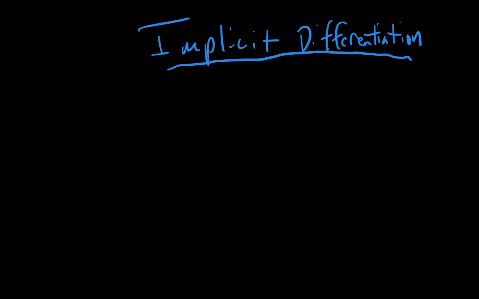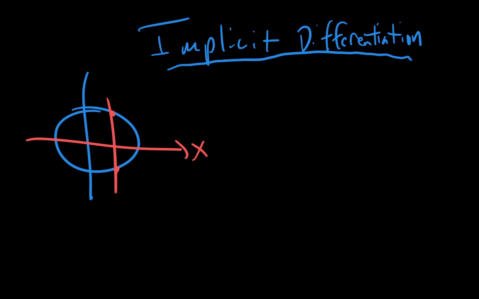Implicit differentiation is for finding slopes of tangent lines for curves that are not functions in the traditional sense, meaning they fail the vertical line test, so there would be a function value at two different points for x. Say, like the circle. It's not a function traditionally.